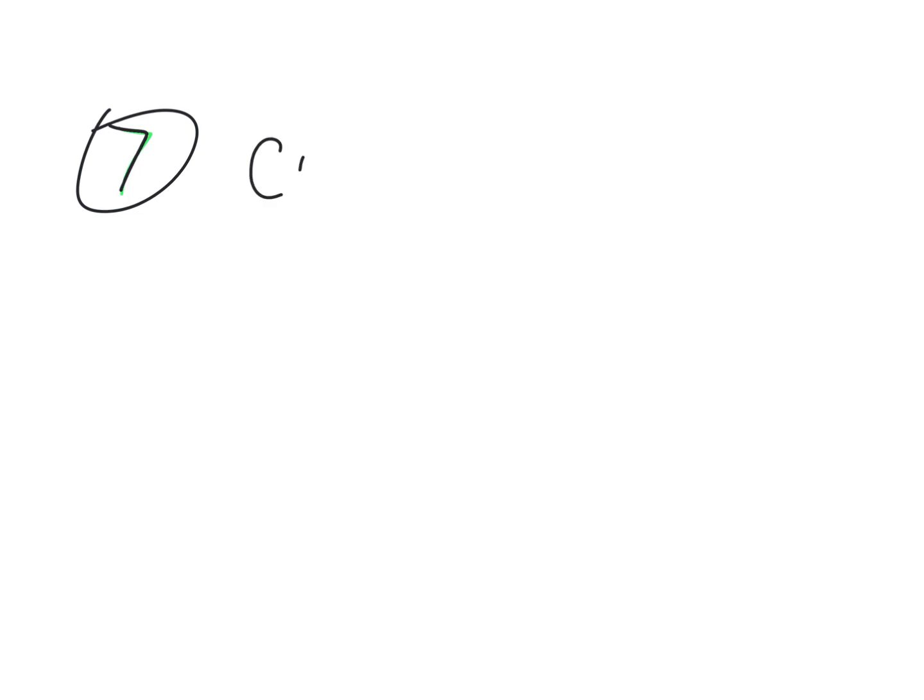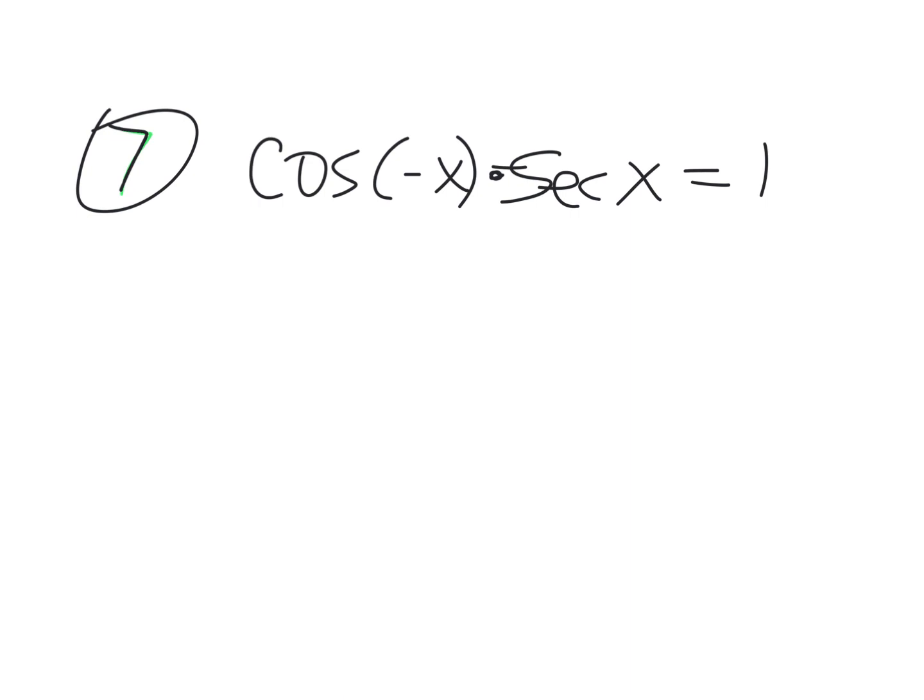Cosine of negative x times secant of x equals 1. Well, it was nice of them to tell me what it equals, but I've never seen anything like that.